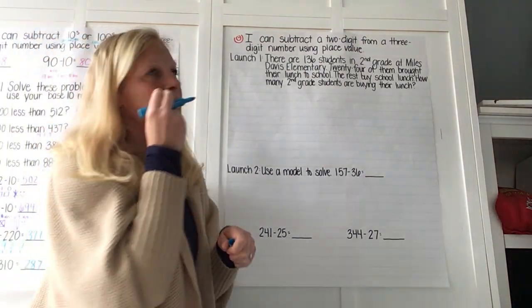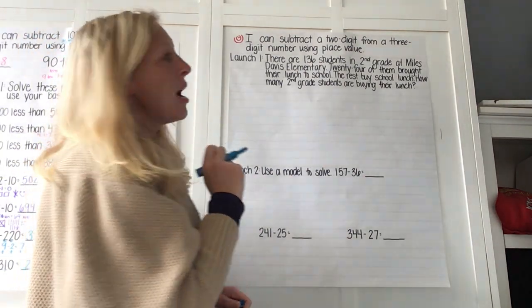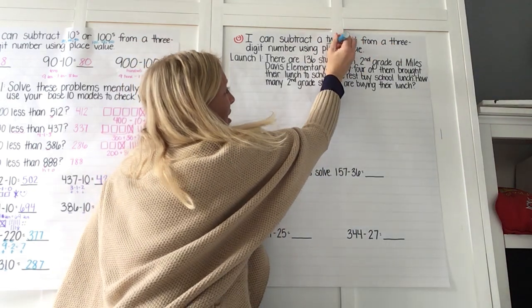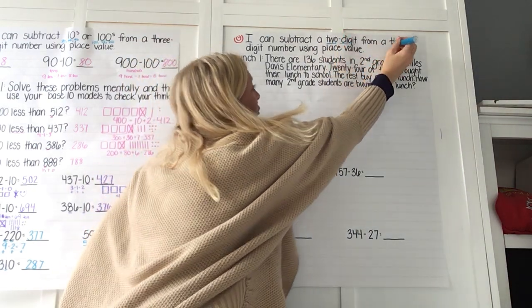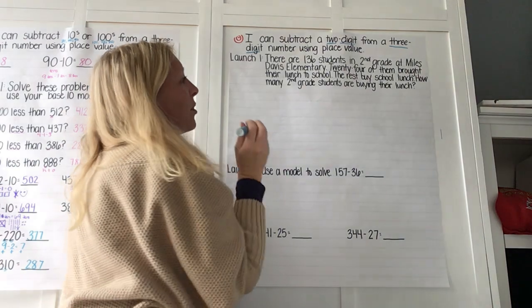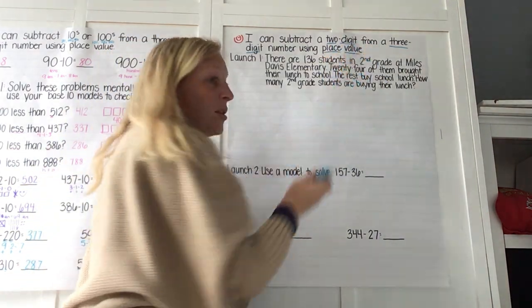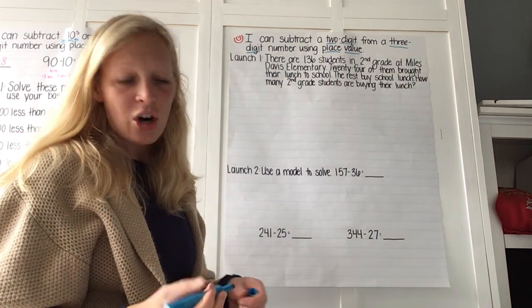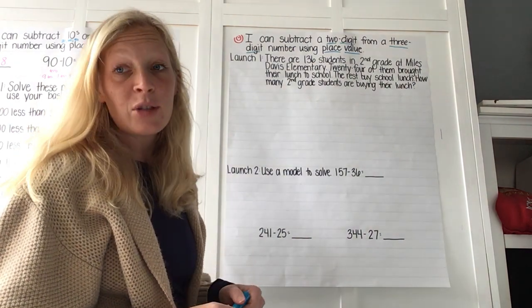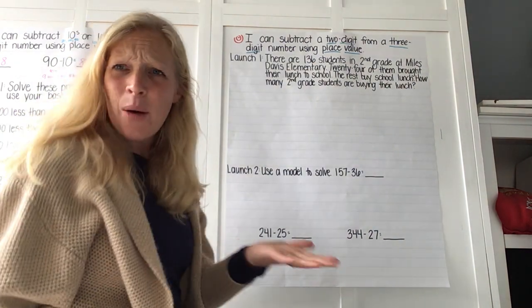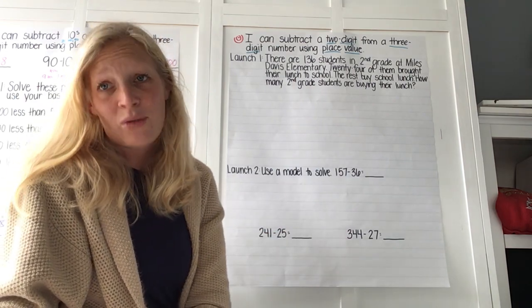So what am I asking us to think about today? I'm asking us to think about taking a 2-digit number from a 3-digit number, but I really want us to focus on that place value. In other words, how much are those numbers in those places worth? And how will that make it easier to subtract?